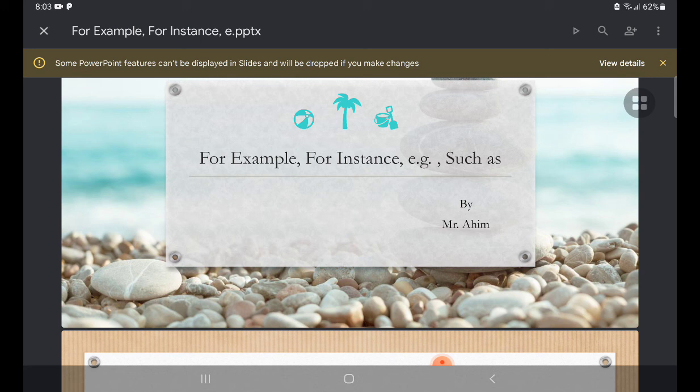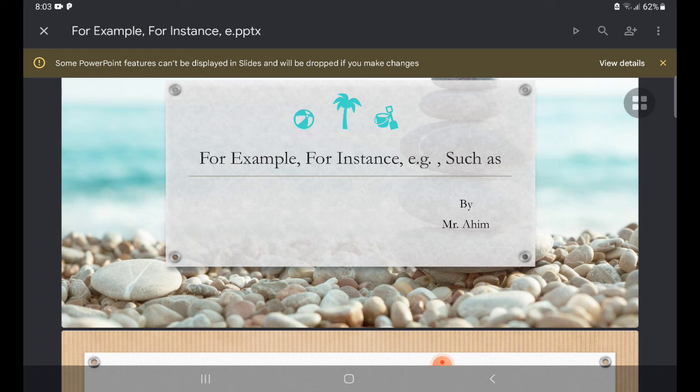Okay, on this occasion, I'd like to tell you all about a new unit that we are going to face this month. We are going to talk about Unit 8. It's about the differences between, for example, such as, for instance, and etc., to state or mention some examples with different structures in English grammar. The first one is for example.